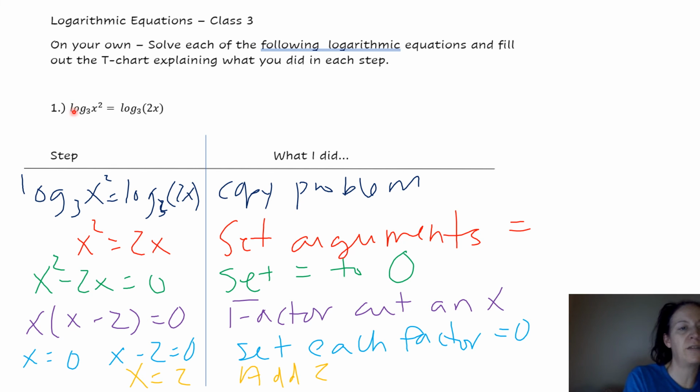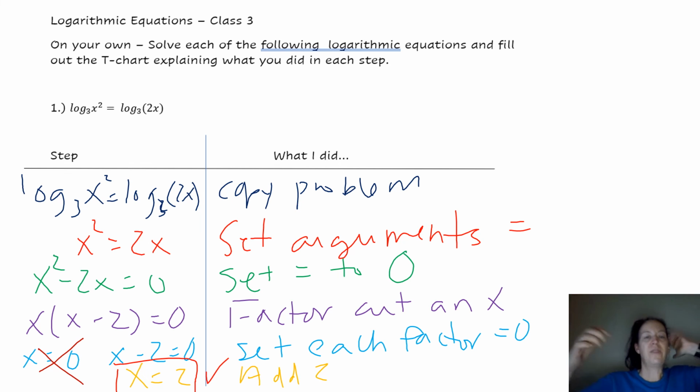So if I plug in a 0, that will not work because 0 is not positive. Let's check the 2. 2 squared is positive. 2 times 2 is positive. So that one does check. So that's what is intended by explaining your steps, explaining the process, so that you're not just copying stuff or trying to navigate through a process, but that you can articulate what it is that you're doing in each step of that process.